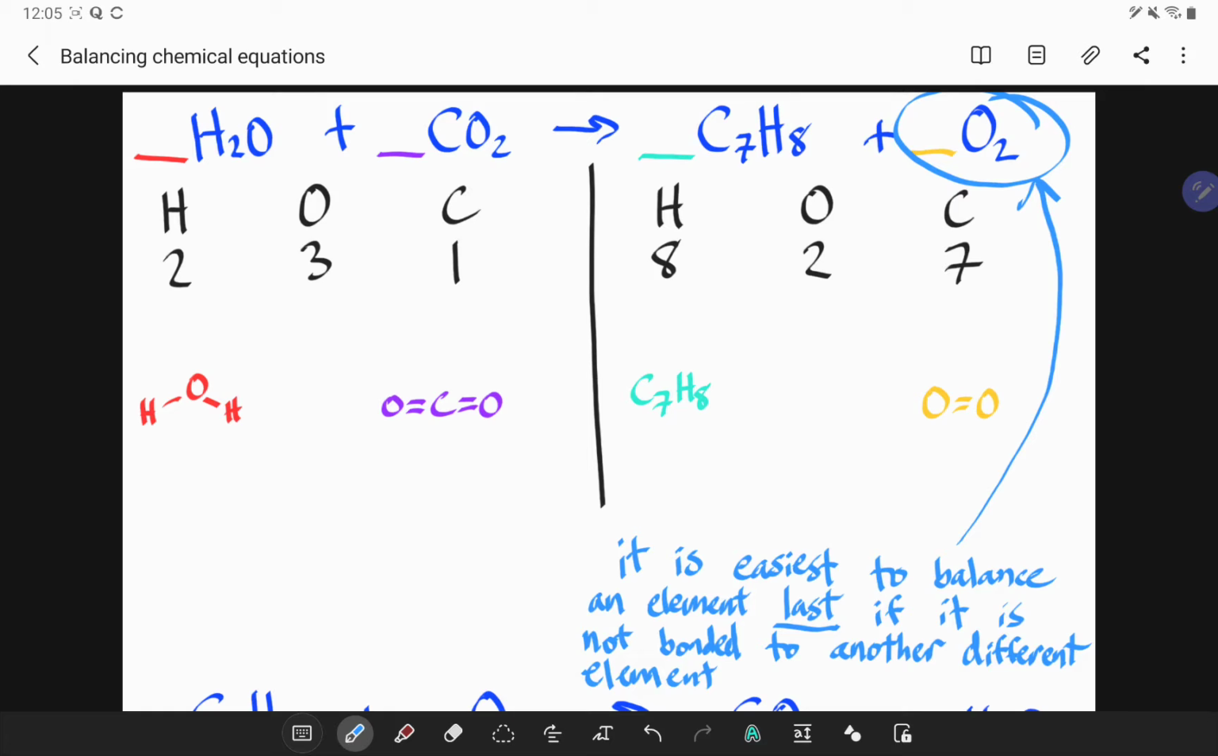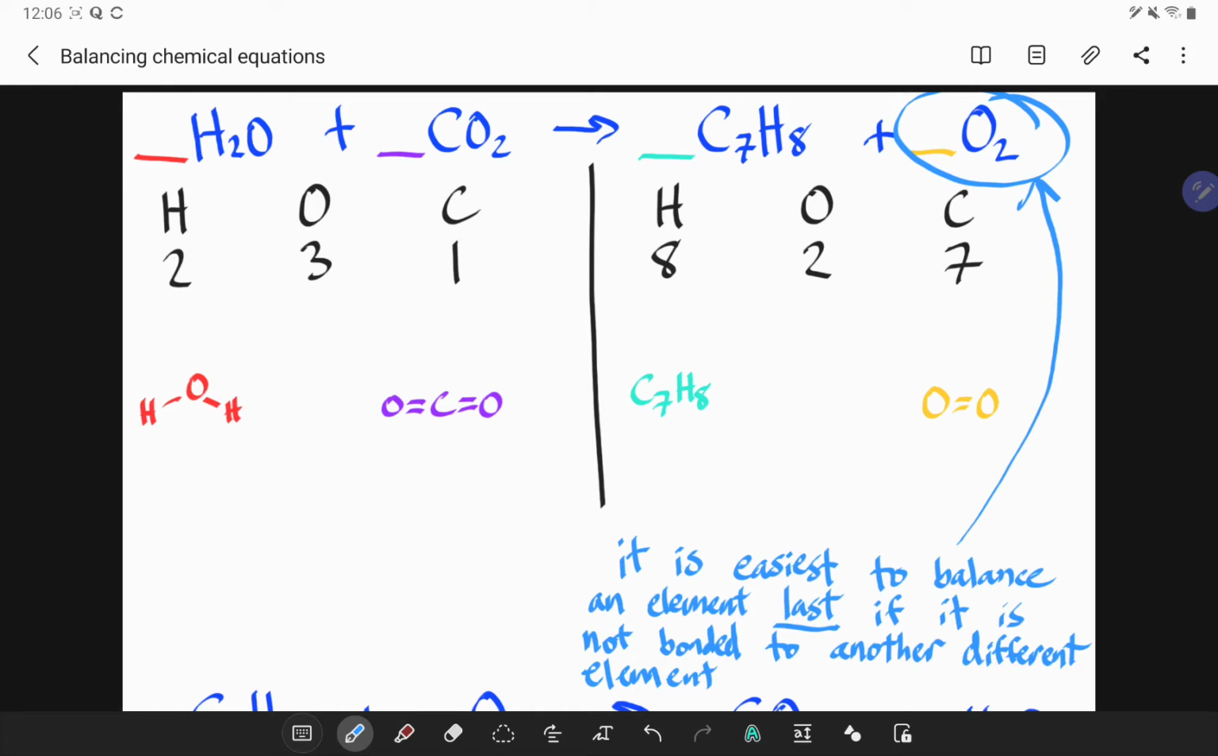All right, so what should we balance first? Well, here we're going to notice that it's going to be just as easy to balance carbon or hydrogen. It really doesn't matter in this example. But I will tell you that carbon is typically one of the easier elements to balance first. Carbon and metals, both for the most part, are usually easier to balance before other elements.